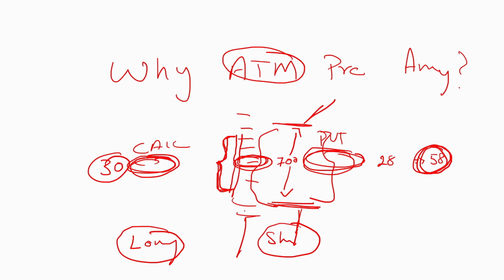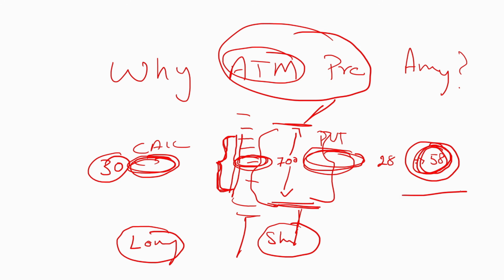That is the factor called at the money premium, and you need to value whether that particular premium is above its equilibrium or below the equilibrium. Let me explain what I mean by this. Let's say you take the at the money strike price, which is 700, and you see the premium is 58 rupees.